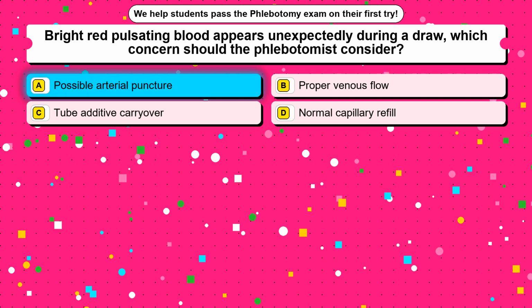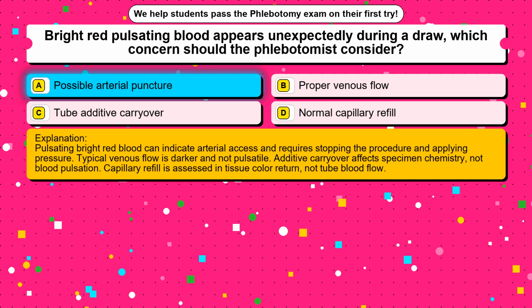The correct answer is option A. Possible arterial puncture. Pulsating bright red blood can indicate arterial access and requires stopping the procedure and applying pressure. Typical venous flow is darker and not pulsatile. Additive carryover affects specimen chemistry, not blood pulsation. Capillary refill is assessed in tissue color return, not tube blood flow.